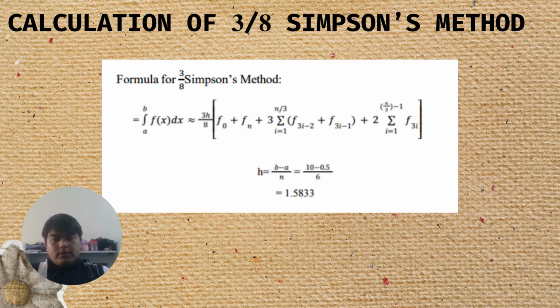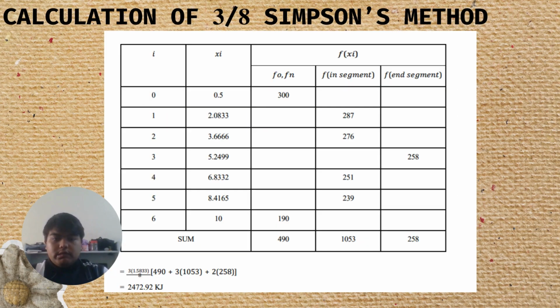So this is the formula for the 3/8 Simpson method: B minus A times N, where N is how many data points are in the Simpson 3/8 table. So you got 10 minus 0.5, you divide by 6, and you get 1.5833. So this is the table for the Simpson 3/8.